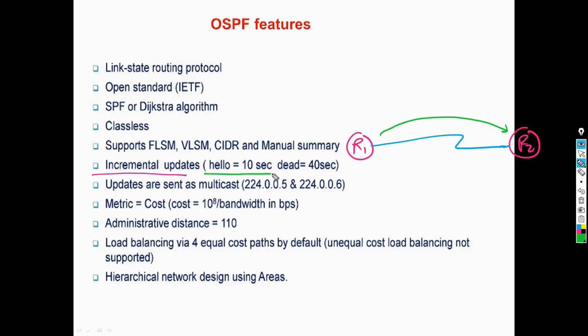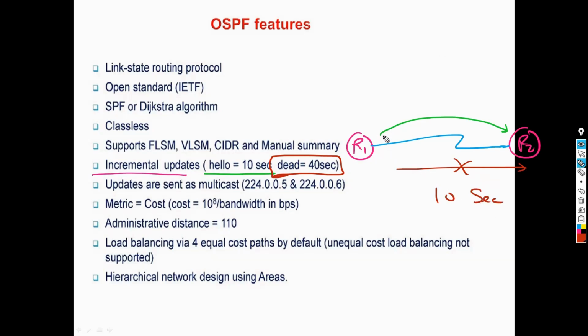So after every 10 seconds, they are exchanging hello packet information. Now, what is dead interval? For example, R1 is not available. R1 is down, for example, and R2 is not receiving any hello packet. So one hello packet timer is what? 10 seconds.